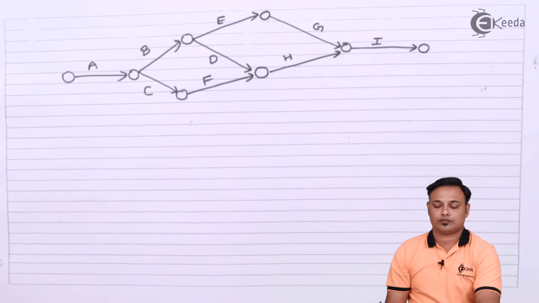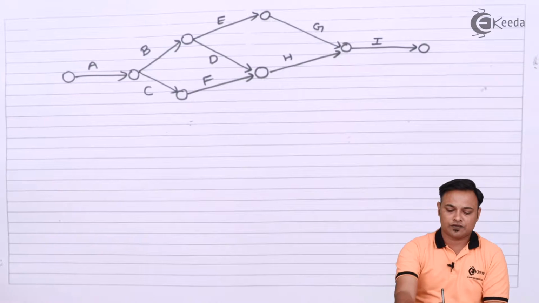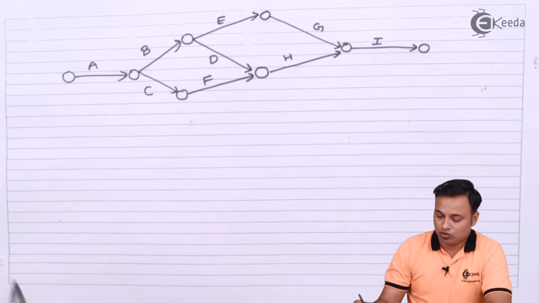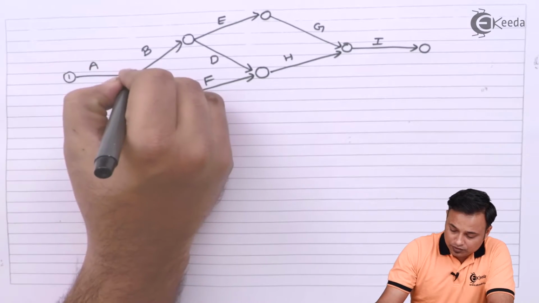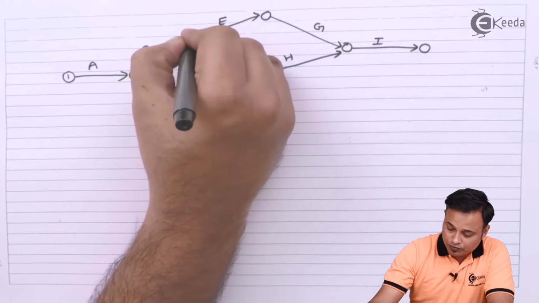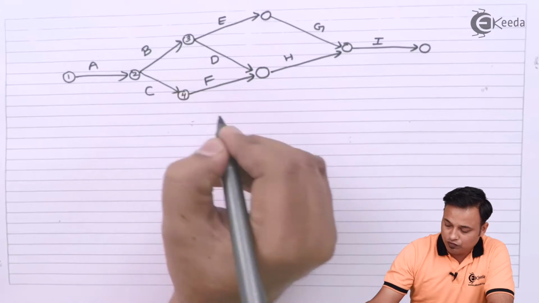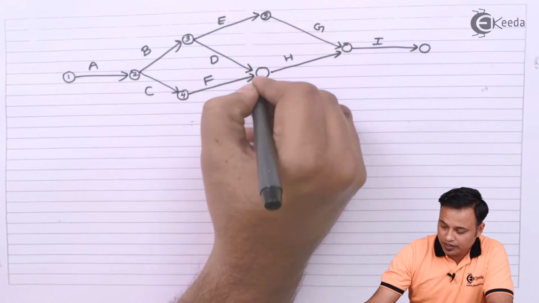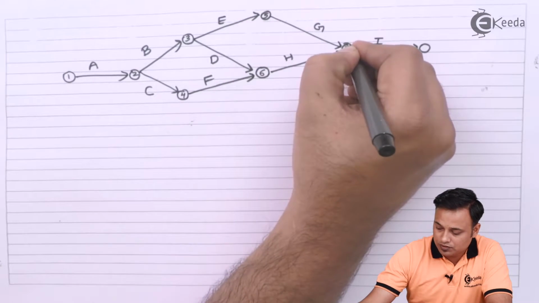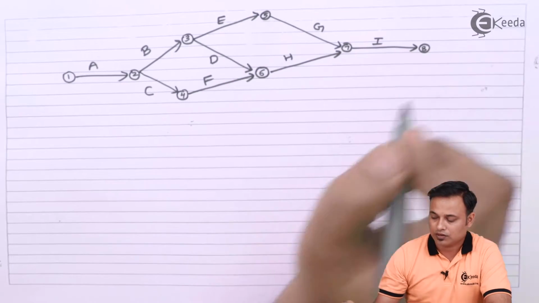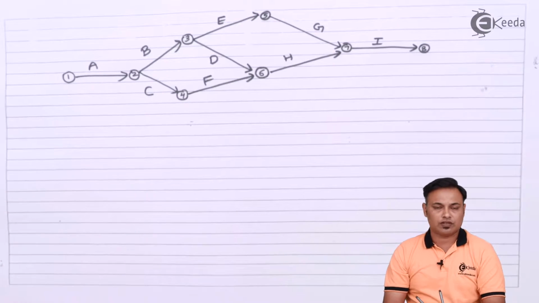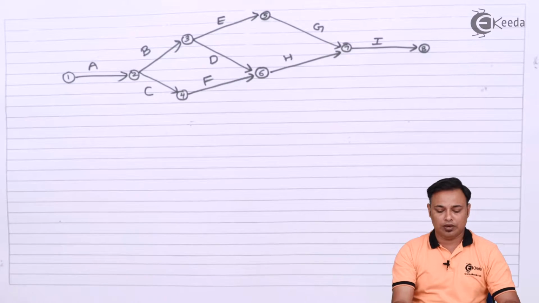Now I will note down the numbers first. Let's name the nodes 1, 2, 3, 4, 5, 6, 7 and 8. So done with the first part, and now we'll draw the table.